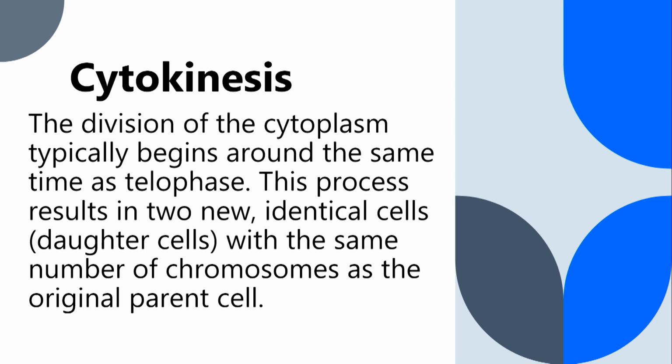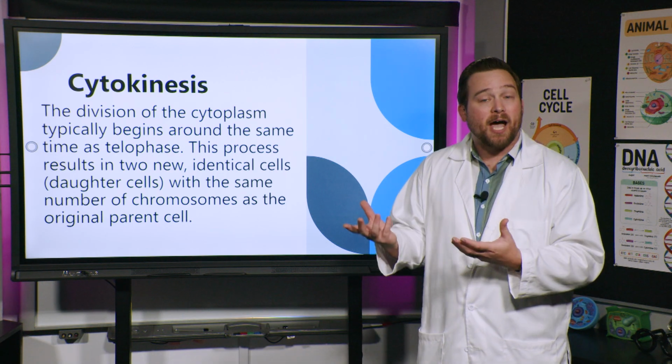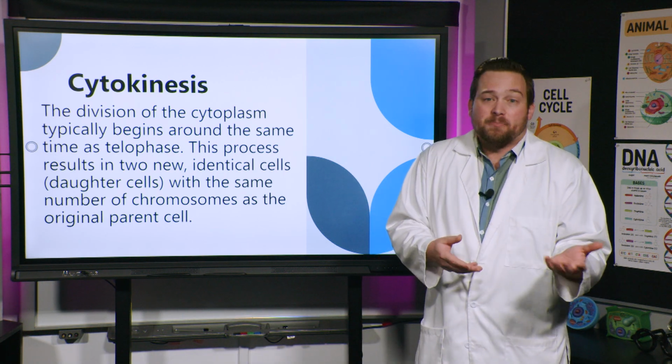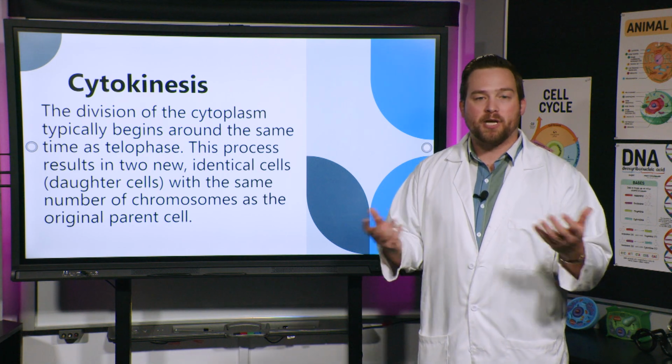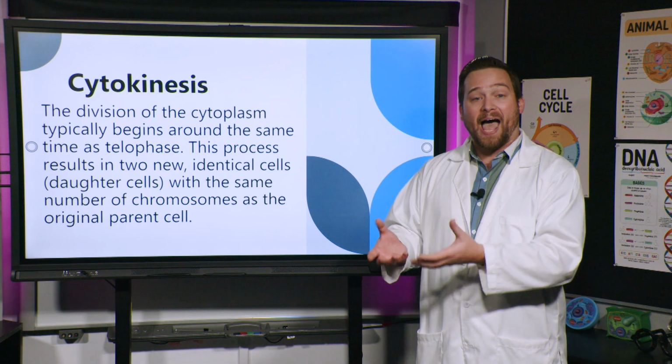This process is going to result in two new identical cells, okay? If these cells aren't perfectly identical to each other, then that means there's been some sort of mutation happening throughout this process. Sometimes that could be a bad thing. Sometimes it can be a good thing. Most of the time a mutation doesn't really cause anything, but we want these to be as identical as possible, okay?